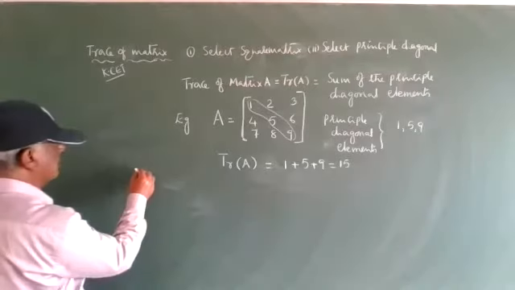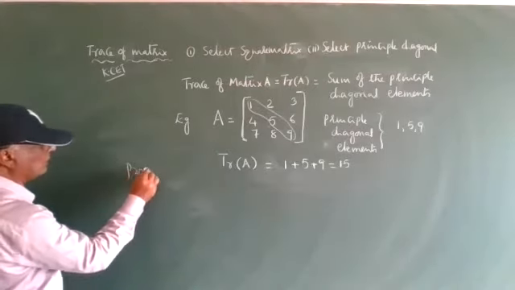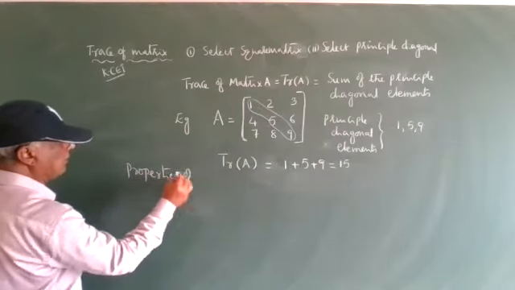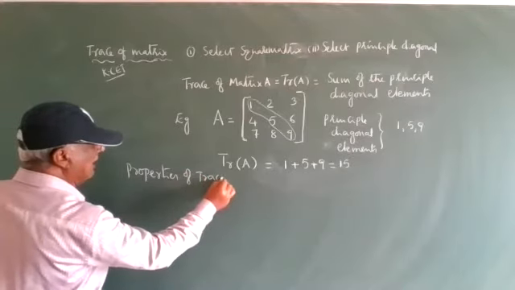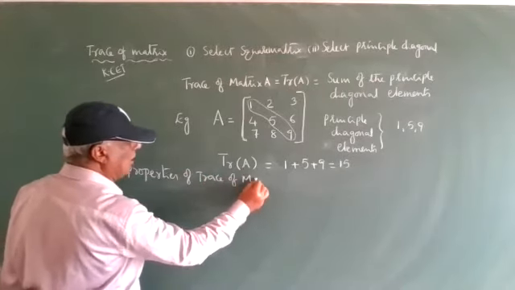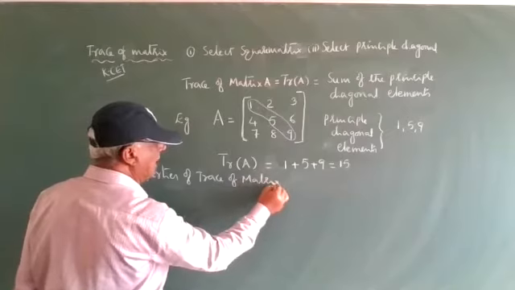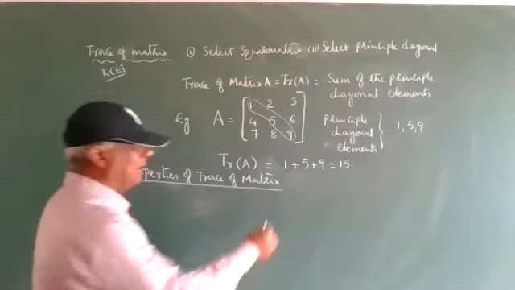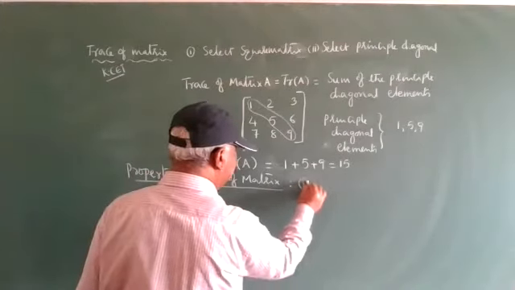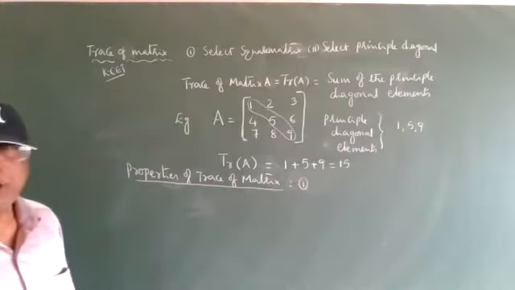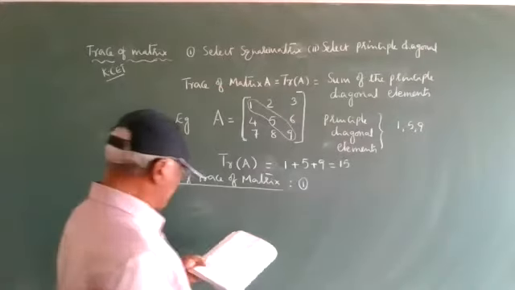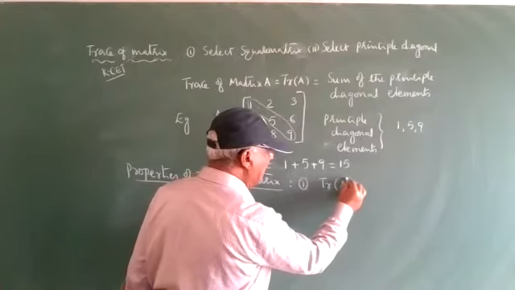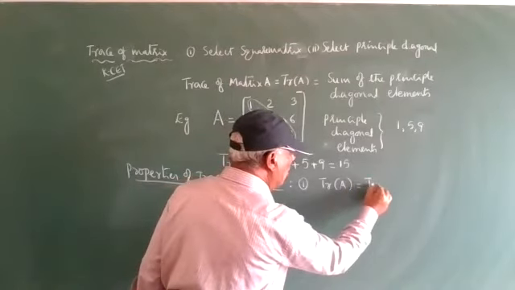Next, properties of the trace of a matrix. First property: the trace of the matrix A and its transpose matrix.